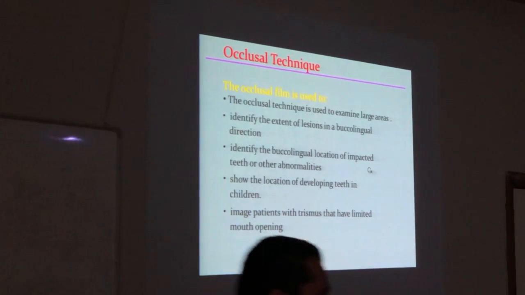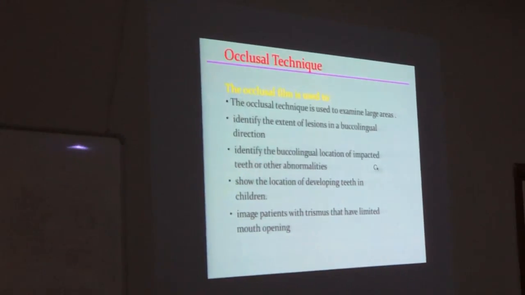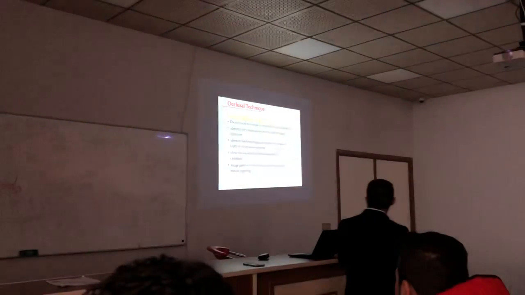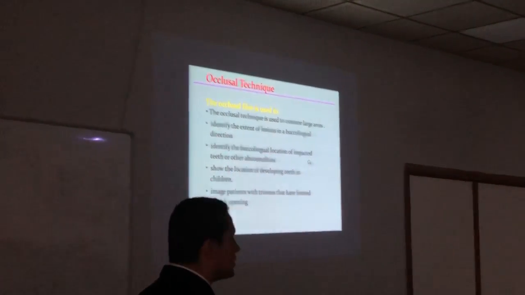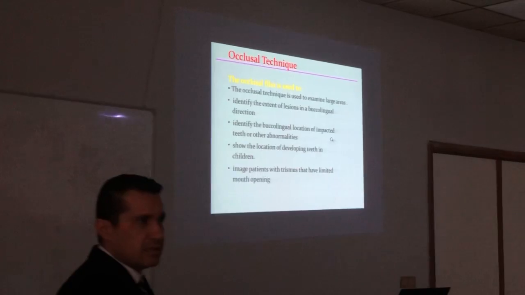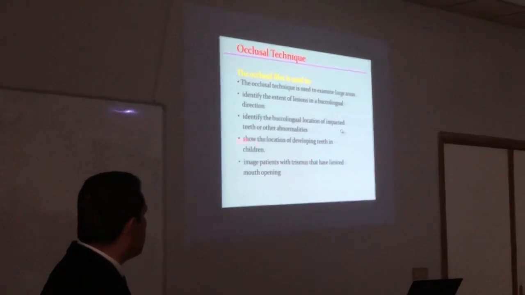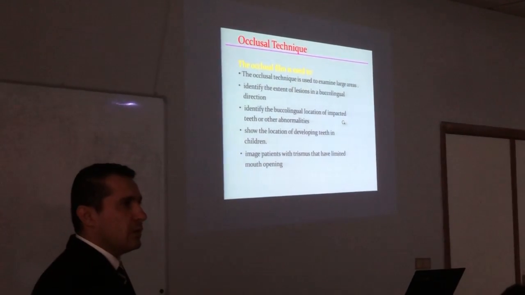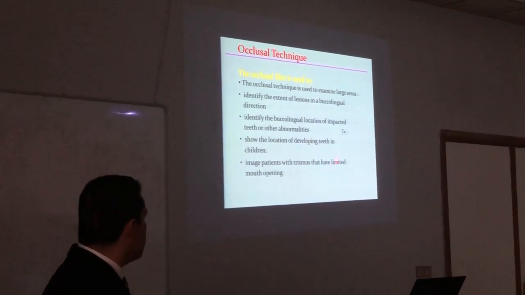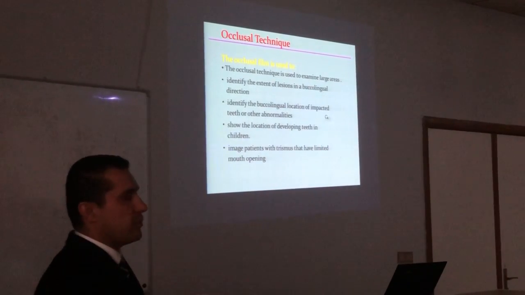Identifying the extent of a lesion in the buccolingual direction. If you have a lesion for any tooth, but it is not mesiodistally extended, it extends buccolingually, so it can be detected. Buccolingual location of the impacted tooth can also be detected in occlusal film. Location of developing teeth in children, as we said, time of shedding and time of the eruption of the teeth. Image patient with trismus who have limited opening.